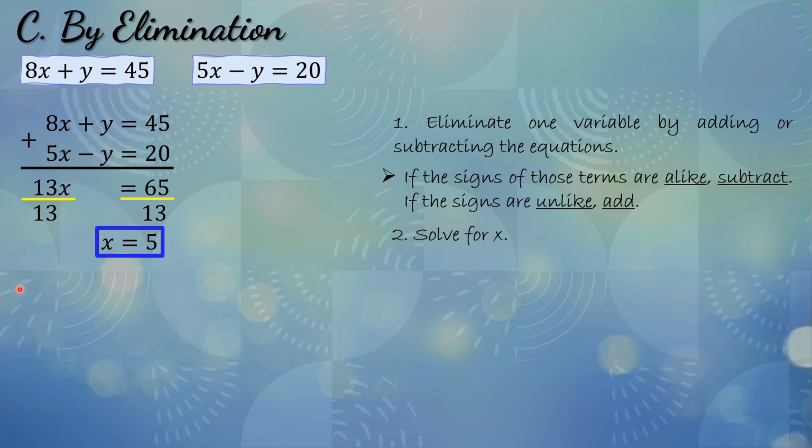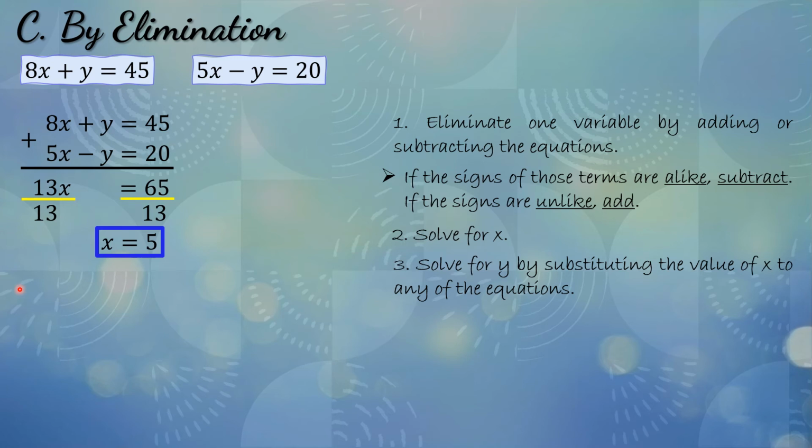Meron na tayong value ng x. Paano natin hanapin ang value ng y? Solve for y by substituting the value of x to any of the equations. So, yung nakuha nating value ng x ay isa-substitute natin sa alinman sa dalawang equations. So, gamitin natin yung first equation natin na 8x plus y equals 45. So, again, substitute the value of 5 na nakuha natin into the variable x. So, magiging 8 times 5 plus y equals 45. 8 times 5 is 40 plus y equals 45.